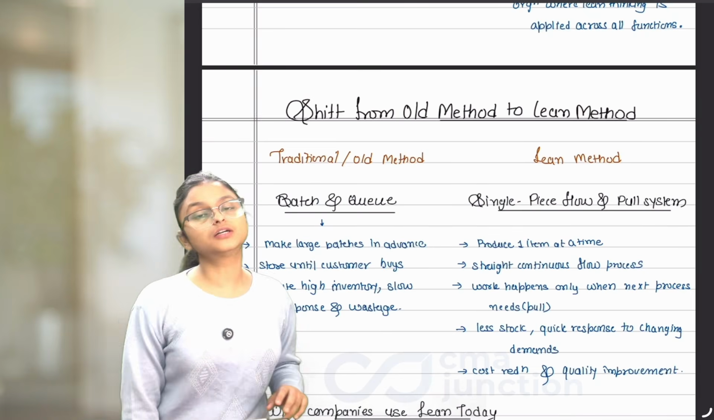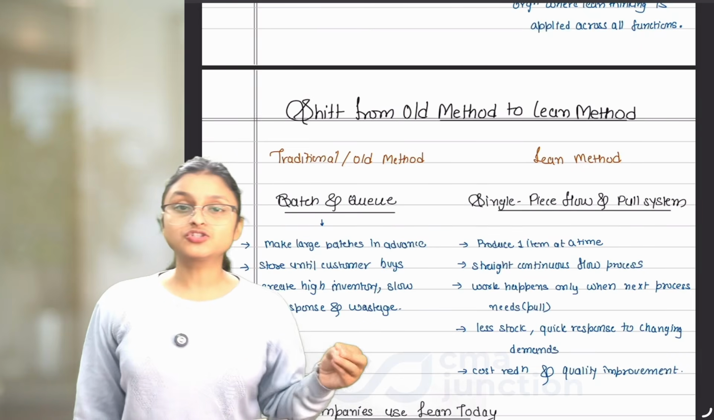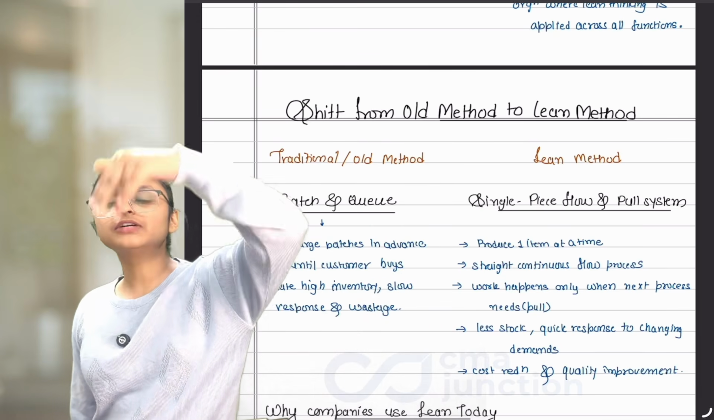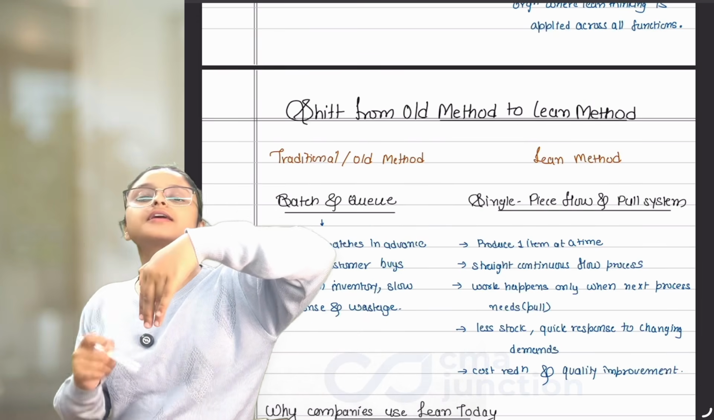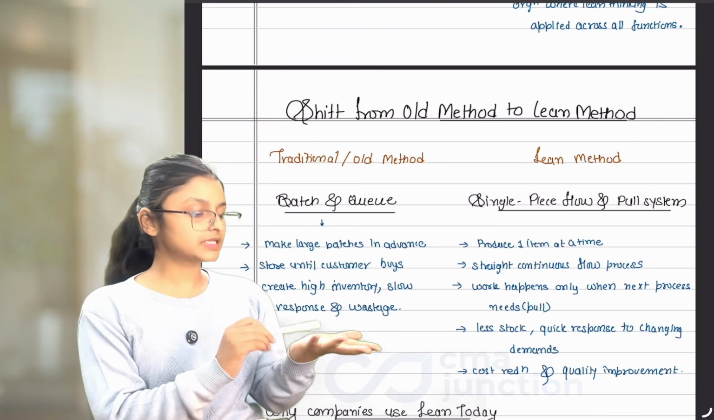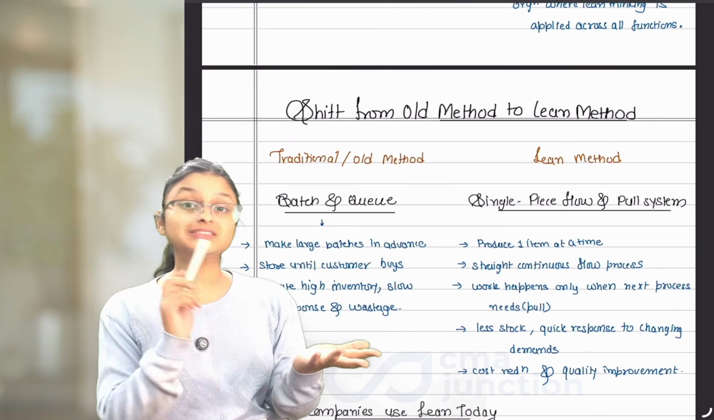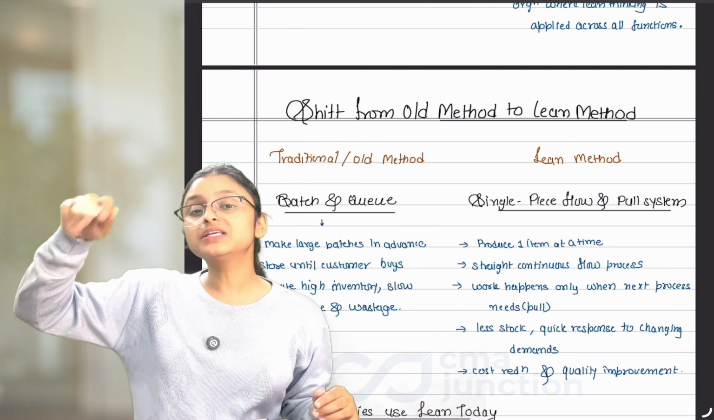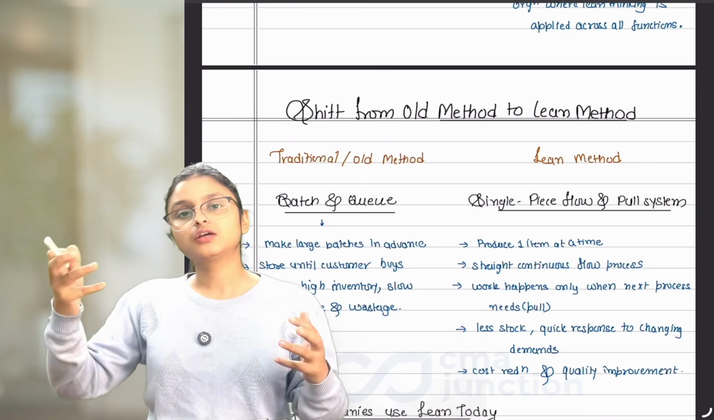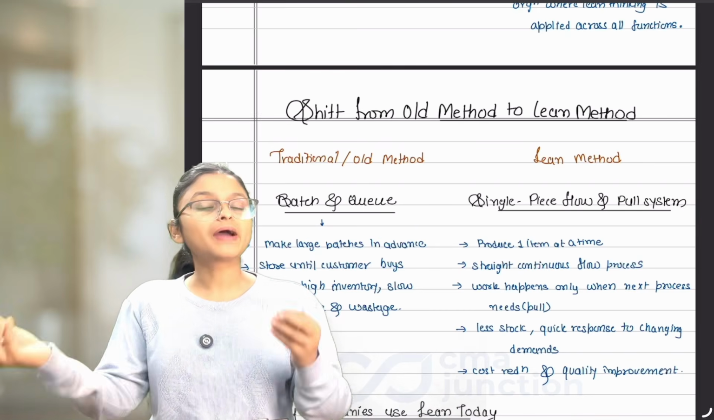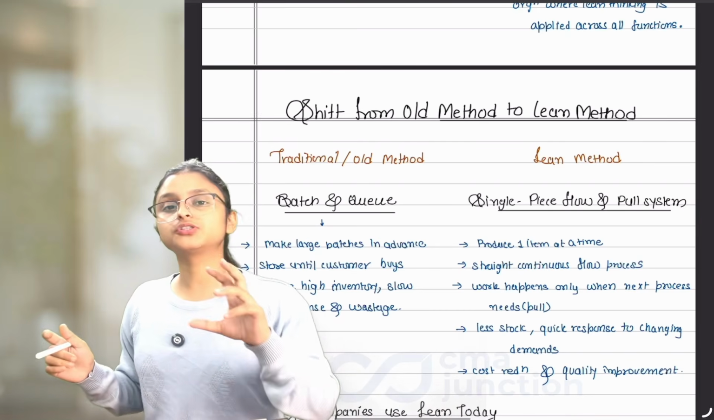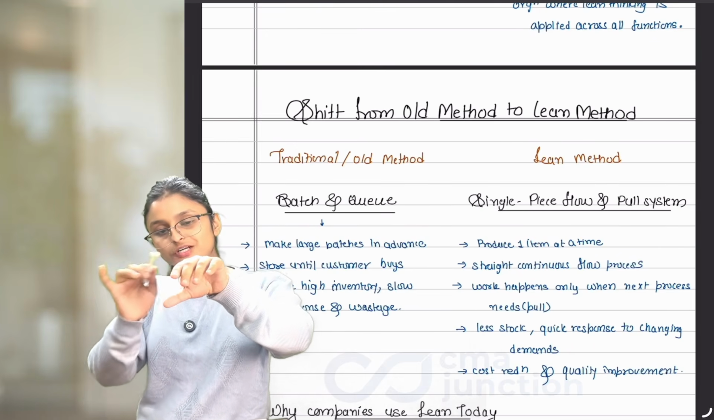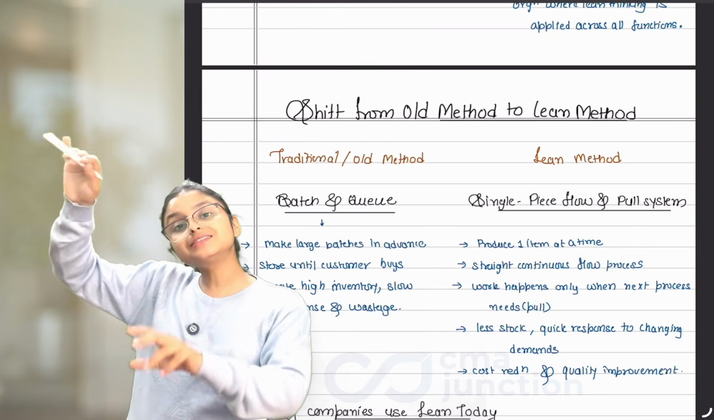Next, shift from old method to lean method. The old method was the batch and queue system, where units were produced in batches and had a queue for processing in the next process. So let's say process A produces 1000 units all at once in one batch. Then all 1000 units enter process B. But in process B, they need to maintain a queue, because all the 1000 units can't be processed together. So they maintain a queue, and then this batch of 1000 units is completed by process B and sent to process C.